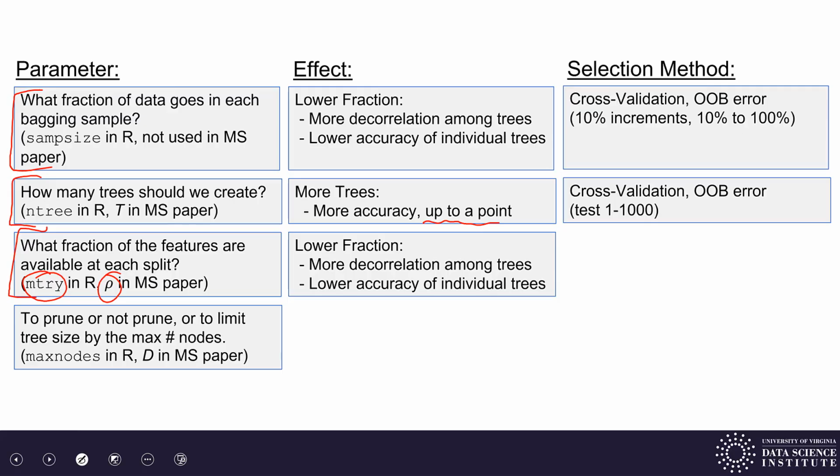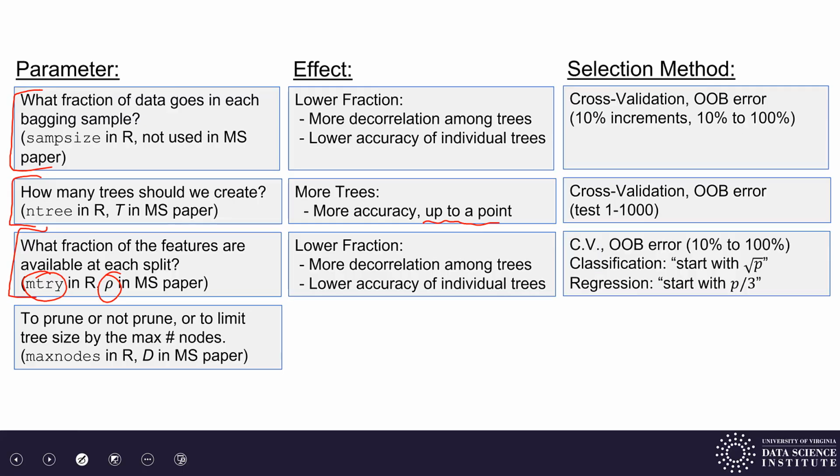But it also creates lower accuracy of the individual trees because they don't have as many parameters to select from for their classification. So there's a bit of a trade-off there. How do we select that? Of course, it's cross-validation or out-of-bag error. I would go in 10% increments from 10% to 100% if I was going to do this.